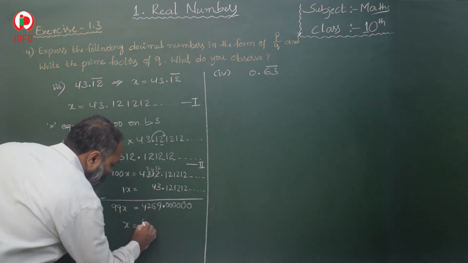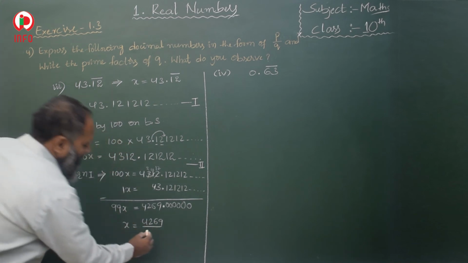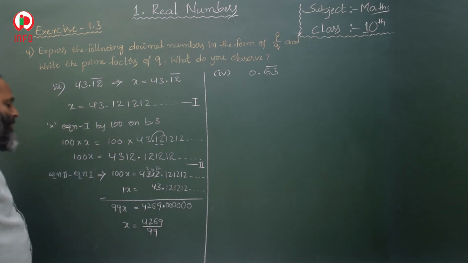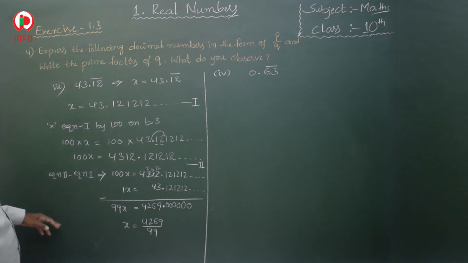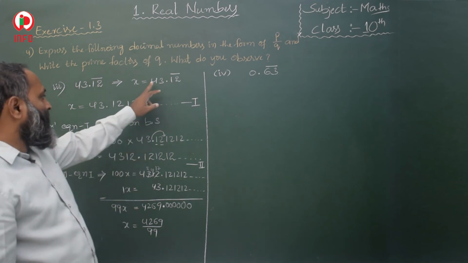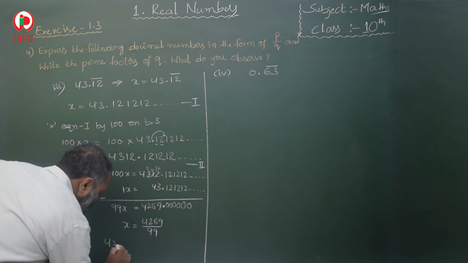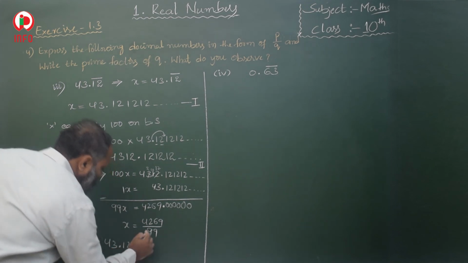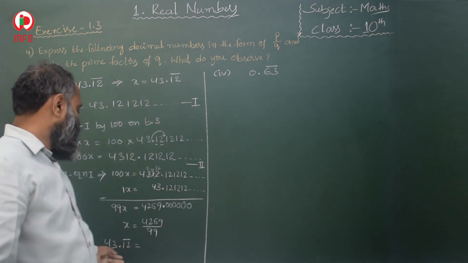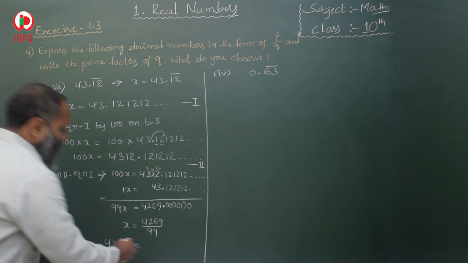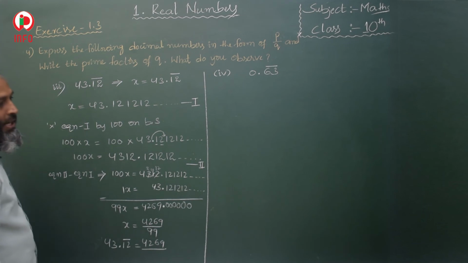So what is our x? x is 4269 divided by 99, because the multiplication goes into the denominator. What is our x? Our x is 43.12 bar. So replacing our x value, 43.12 bar is equal to 4269 by 99. Then how to write 99?